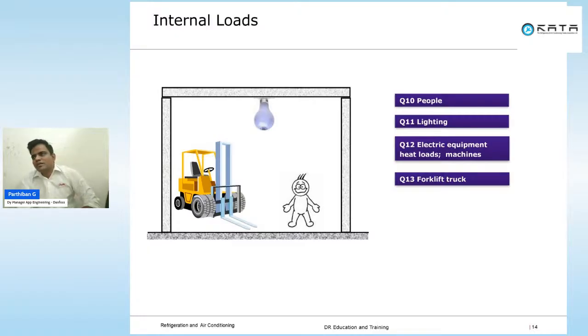Then people: when they do work, there will be two types of heat getting added, sensible and latent heat. So the body heat will be transferred to the cold room. So that also has to be taken into consideration. How to calculate each and everything, we will discuss in detail.